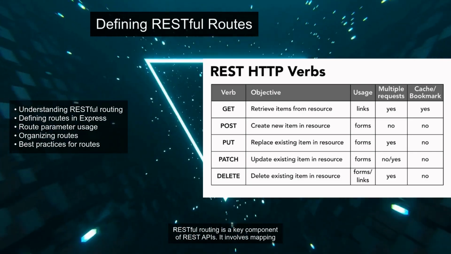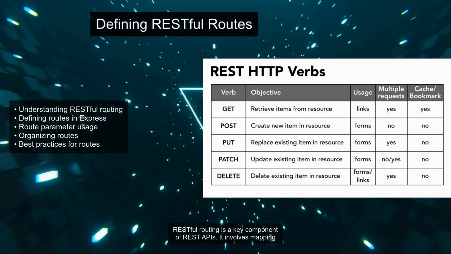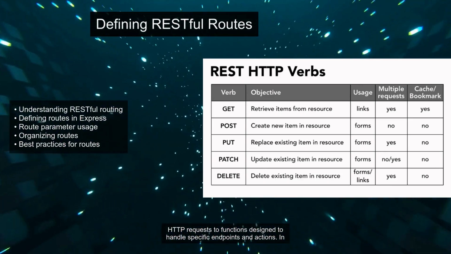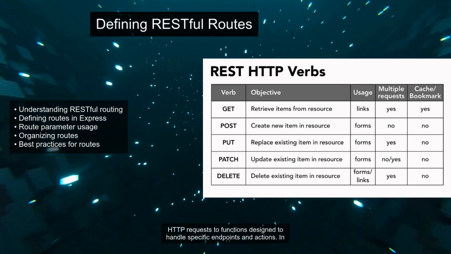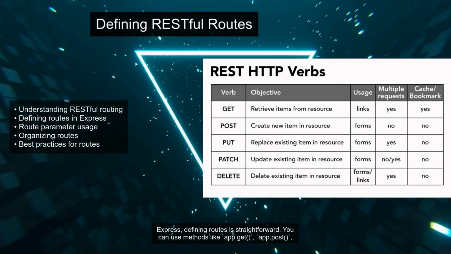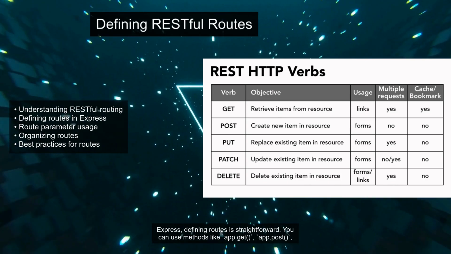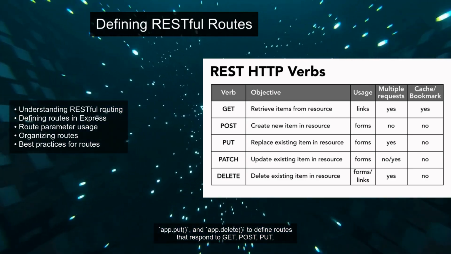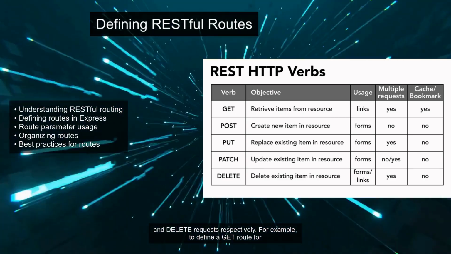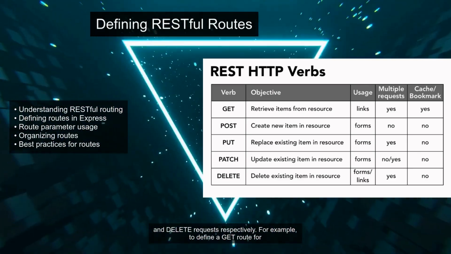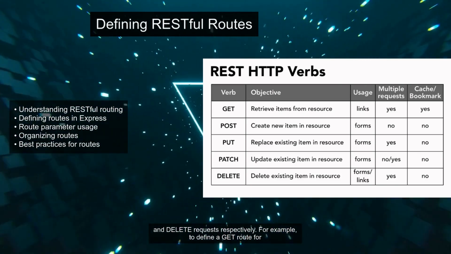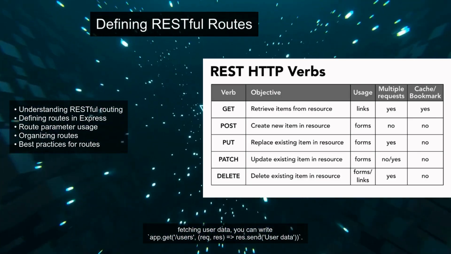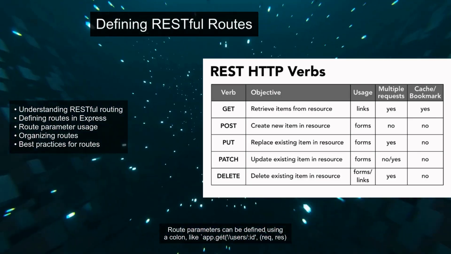RESTful routing is a key component of REST APIs. It involves mapping HTTP requests to functions designed to handle specific endpoints and actions. In Express, defining routes is straightforward. You can use methods like app.get, app.post, app.put, and app.delete to define routes that respond to GET, POST, PUT, and DELETE requests respectively. For example, to define a GET route for fetching user data, you can write app.get('/users', (req, res) => res.send('User data')).